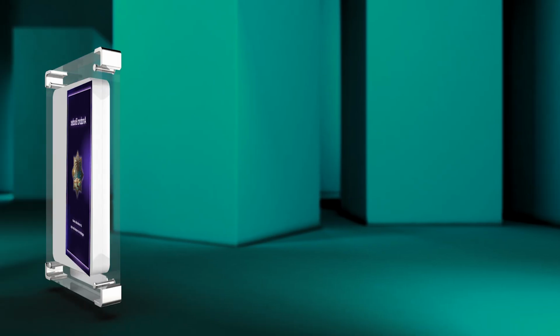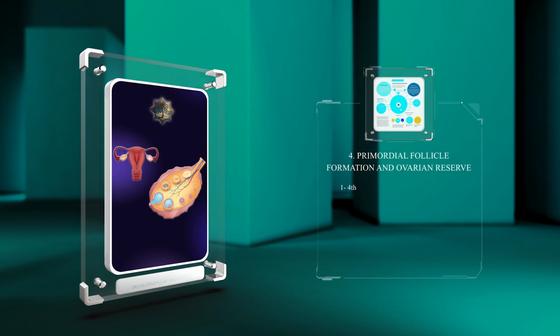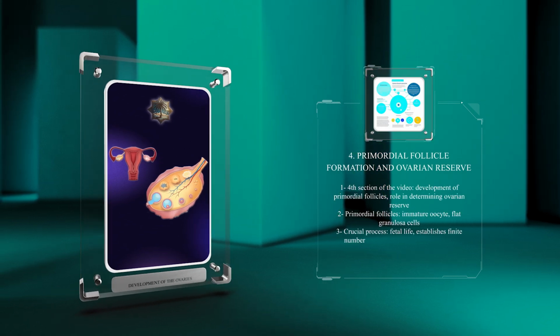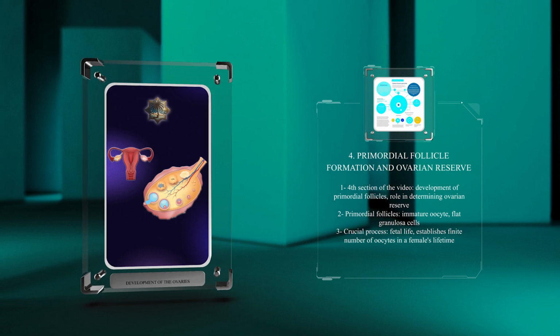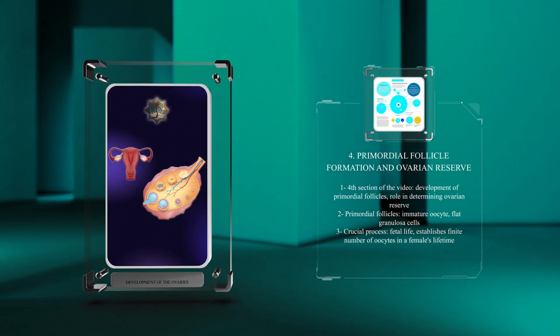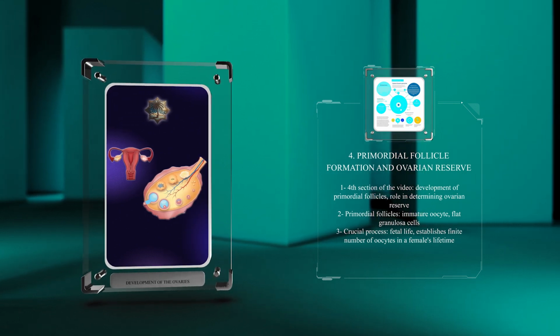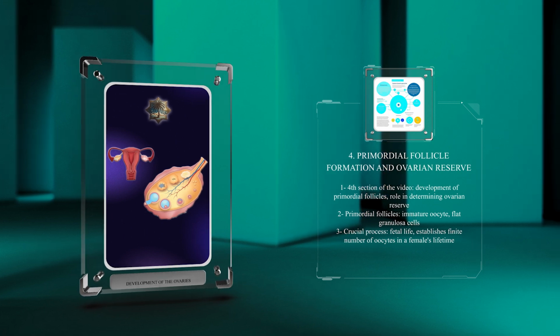In the fourth section of the video, we will explore the development of primordial follicles and their role in determining the ovarian reserve. Primordial follicles consist of an immature oocyte surrounded by flat granulosa cells. This crucial process occurs during fetal life and establishes the finite number of oocytes in a female's lifetime.